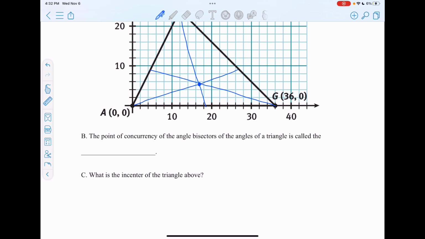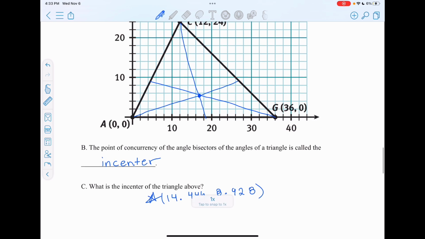And just like with altitudes and medians, the point of concurrency of angle bisectors has a special name. It's called the incenter. And the incenter, most often than not, will not land at a perfect point. This one should have landed about 14.446 and 8.928. I think I'm a little off with my eyeballing, but hopefully if you used your protractor and actually split the angle in half, you would have gotten a little closer to what it was supposed to be.